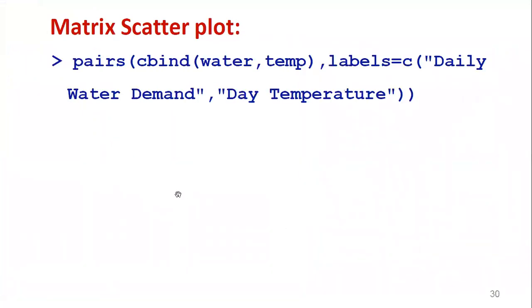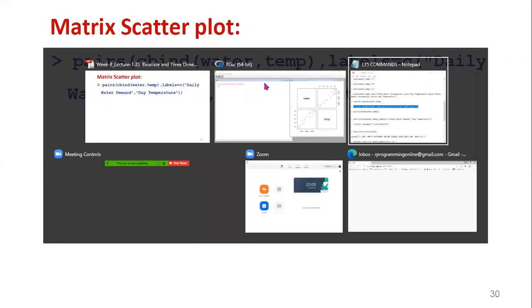Then using some other functions, if you want to provide labels like earlier, how we provided labels. So here pairs cbind of water comma temp comma labels equal to c of. Within c of we have two vectors, so you can provide two labels. c of daily water demand. So water is now replaced by daily water demand. Then temp is replaced by day temperature. In place of water and temp, now these labels are created. Now we can run this one.